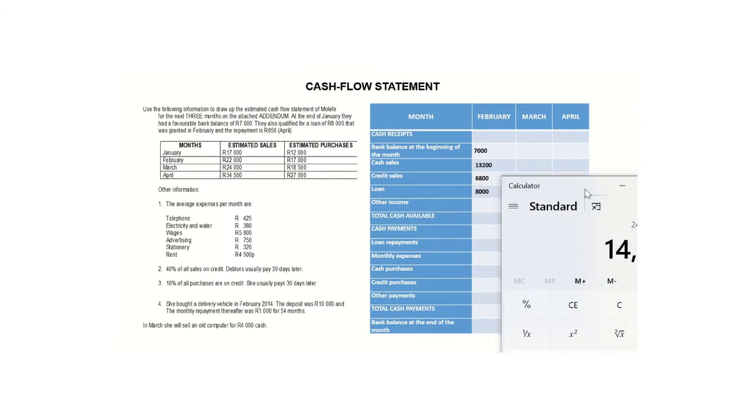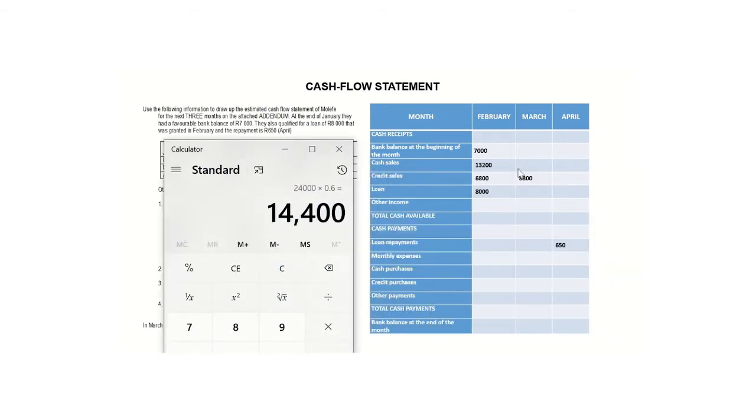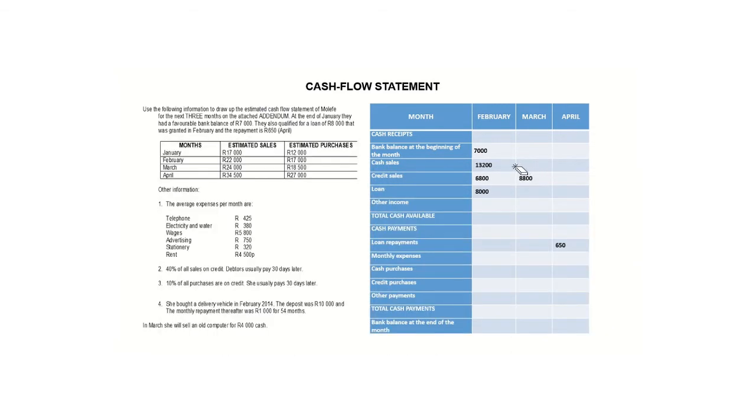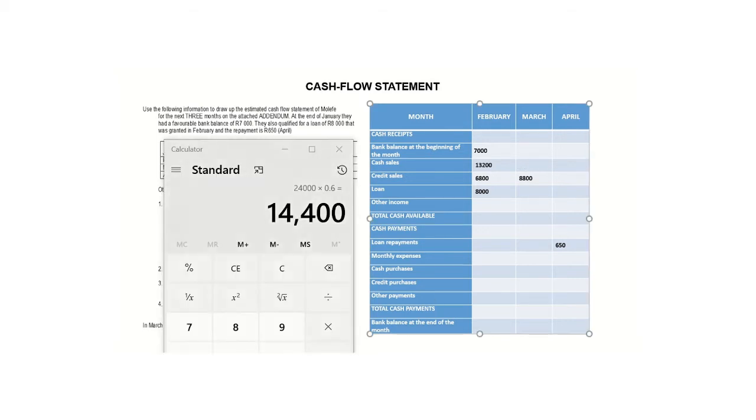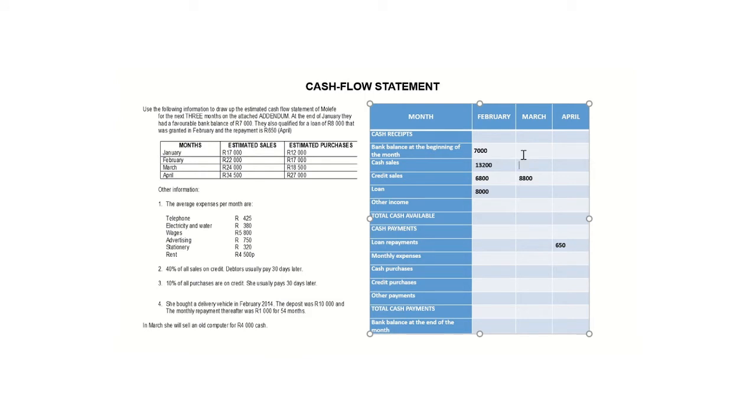Where are we gonna put the 14,400? It happens in March. It must go in March because it's cash. It is collected immediately. So we're gonna capture our cash there. So it's 14,400, just as a reminder, it's 14,400.